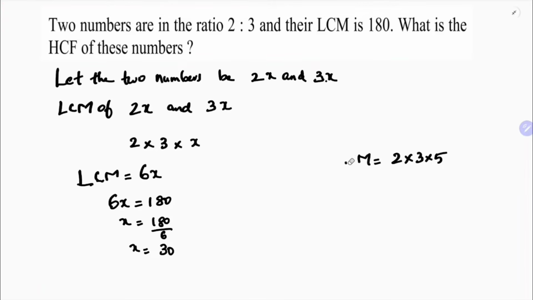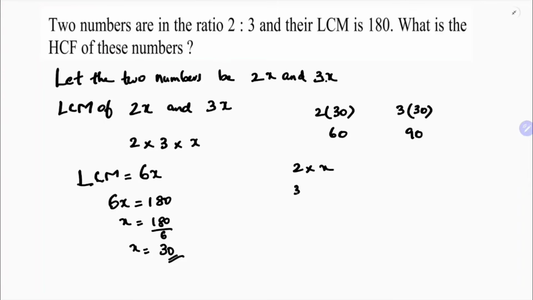Now you can get the two numbers. 2 times 30 and 3 times 30, that is 60 and 90. And directly you can say the HCF is 30 only. But if you want, you can calculate. The common factor in both numbers, 2 into x and 3 into x, is clearly x. So the HCF is 30.